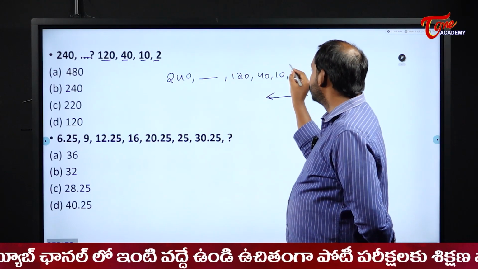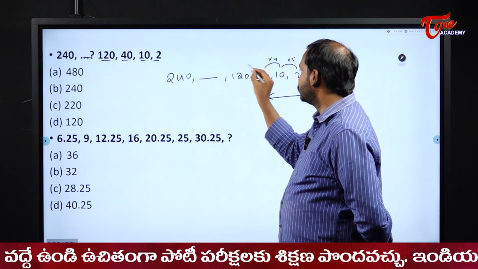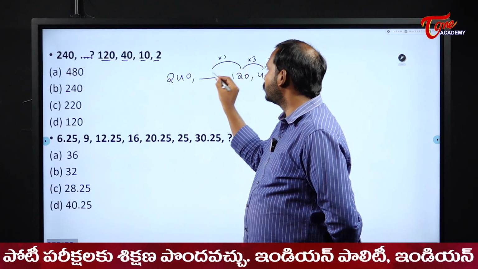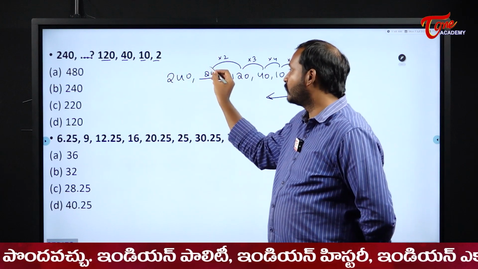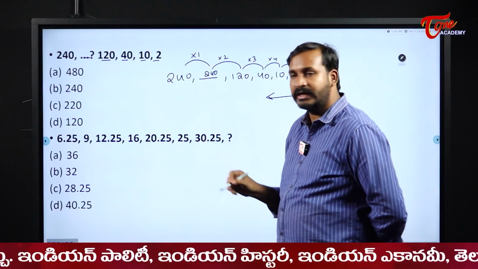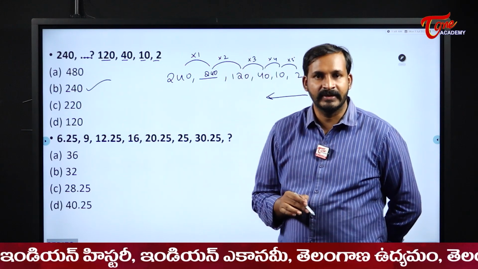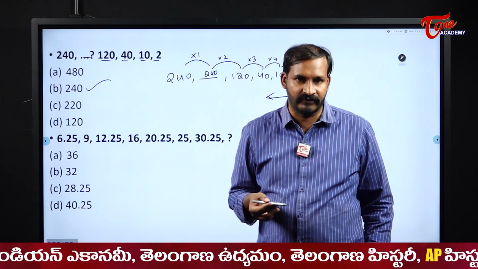So now check here. Into 5 is 10, into 4 is 40, into 3 is 120. Next into 2 should be what? 240. And as I already told you, you need to continue it. Yes, into 1 is 240, right? So my answer here becomes 240. This is how you need to check it and progress carefully.